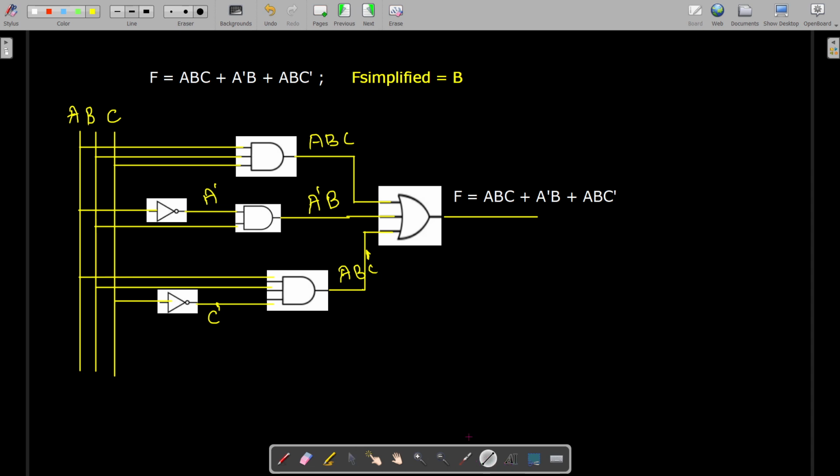Now we go for the simplified form. The simplified f is B. So we just take the connection out of the B line, and we'll get this simplified f, because it is B.